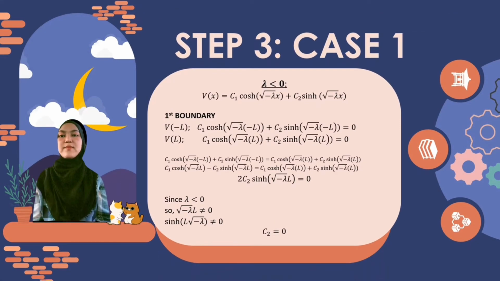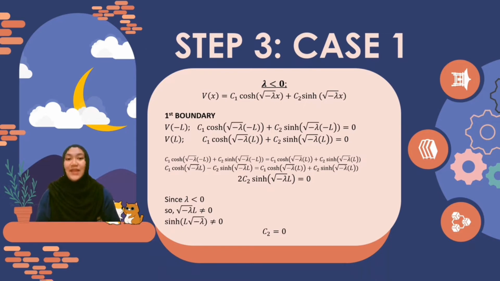For the third step, we need to find V(x). We have three cases with different conditions, which are lambda less than 0, lambda equal to 0, and lambda more than 0. We need to test each case by using the previous equation that we separated to get the value of V(x). For the first case, lambda less than 0, the general equation is.